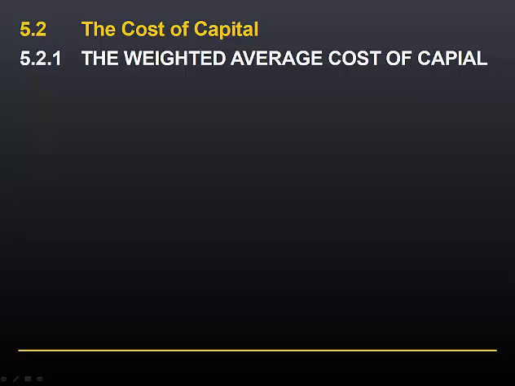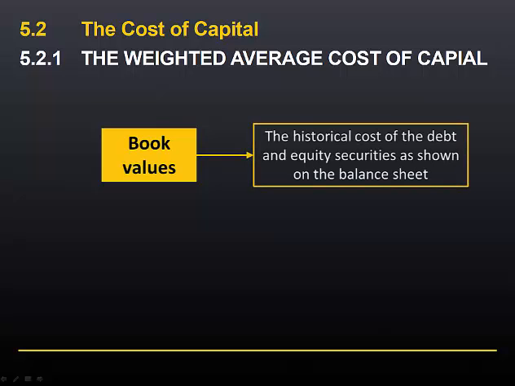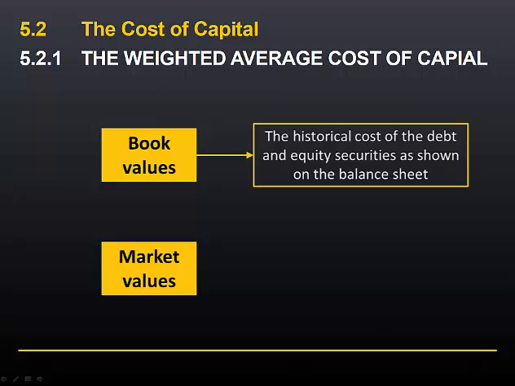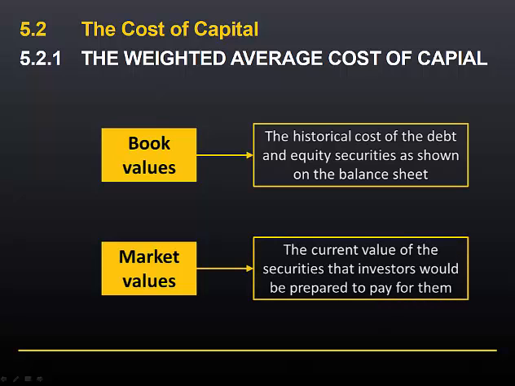In order to calculate the weighted average cost of capital, we need to know the value of each source of capital so that we can determine its weighting within the overall capital structure. There are two different kinds of values that we could use. The first of them is the book value, which is the historical cost of the debt and equity securities that are shown on the balance sheet.